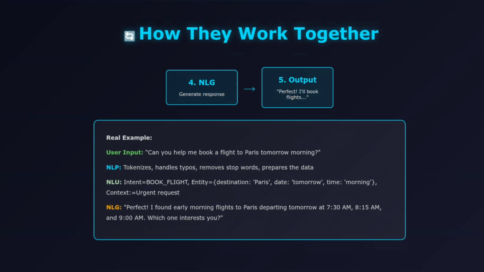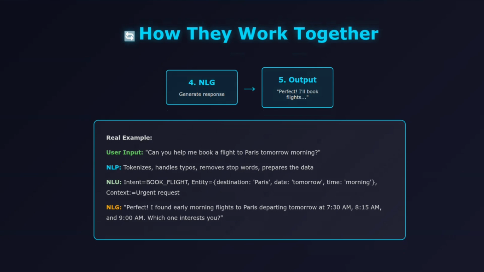Step 1, input. You type, "Can you help me book a flight to Paris tomorrow morning?" Step 2, NLP processing. The system breaks this down. Tokenizes, "Can you help me book a flight to Paris tomorrow morning?" Tags parts of speech, removes stop words, prepares the data. Step 3, NLU processing. The system understands intent, book a flight. Entities, destination, Paris. Date, tomorrow. Time, morning. Context, urgent request, specific preferences mentioned.